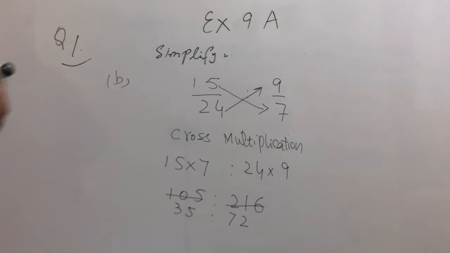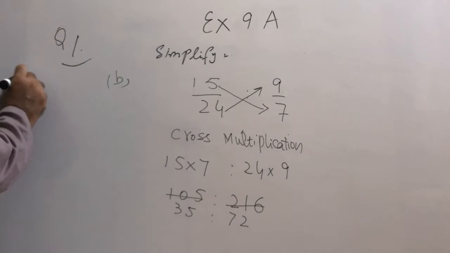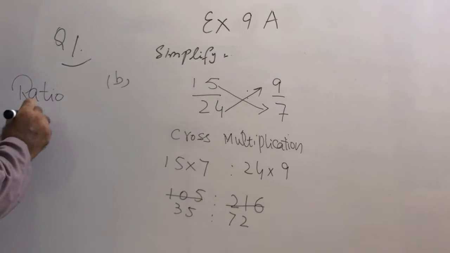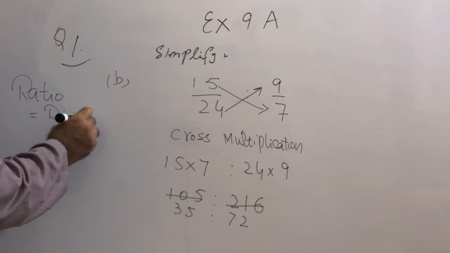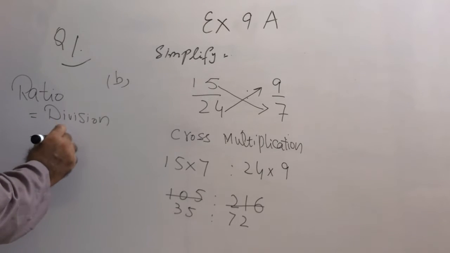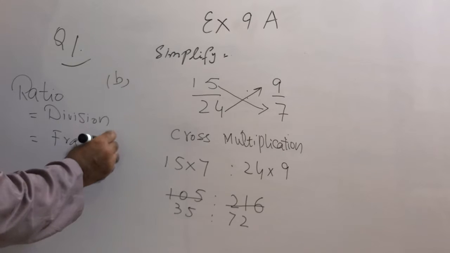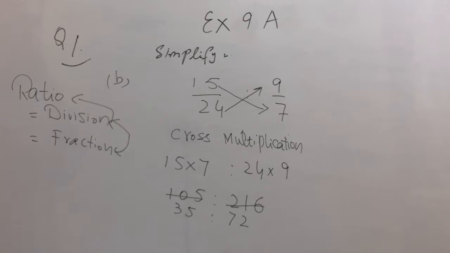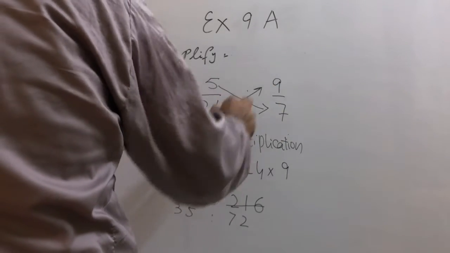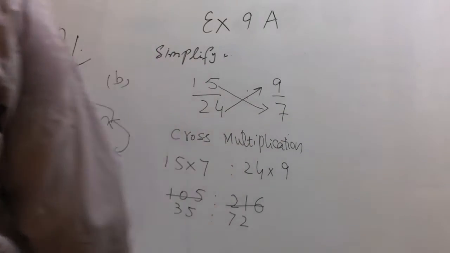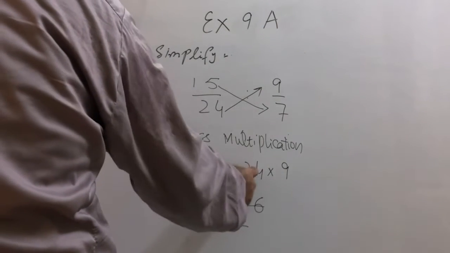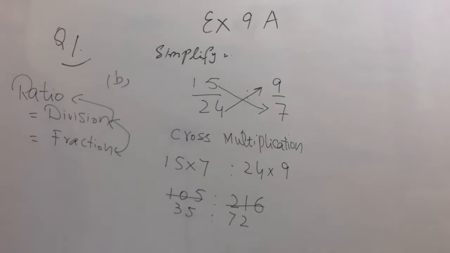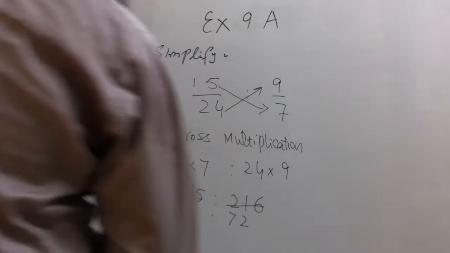I told you in the beginning that the introduction of ratio is like division, it is like fraction. All three things are same. So in place of these fractions, when we cross multiplied, we put ratio. Then we multiplied 15 into 7 is 105 and 24 into 9 is 216. Then we simplified both the numbers by dividing with the same table 3 on both sides. So we got the answer 35 ratio 72.